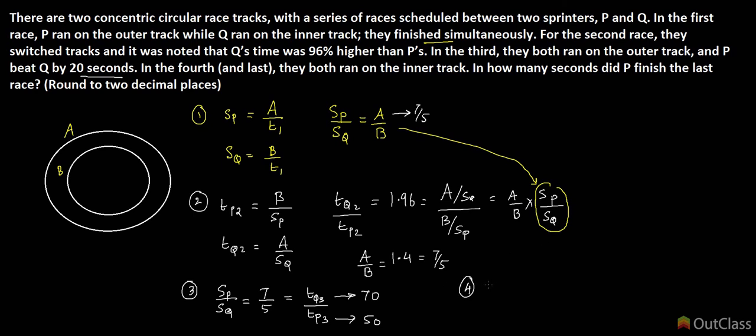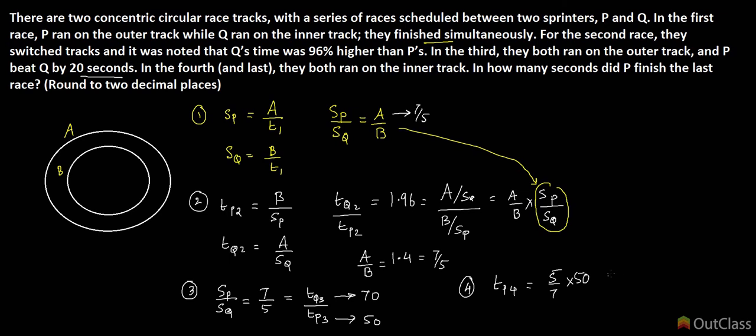In the last race, what is the time taken by P? Time taken by P in the fourth race is going to be, here you can say, because speed is equal, time is directly proportional to distance. Comparing races 3 and 4, P in the third race ran the longer track in 50 seconds. In the fourth race, P will run the shorter track in 5/7 of 50 seconds, because the shorter track distance is 5/7 of the distance of the longer track.